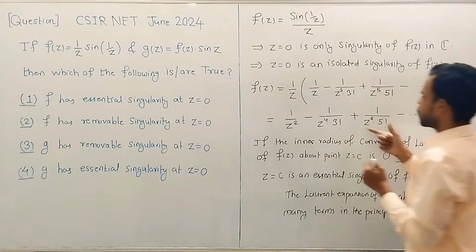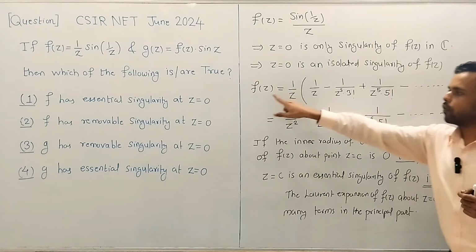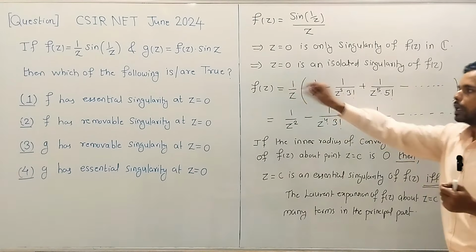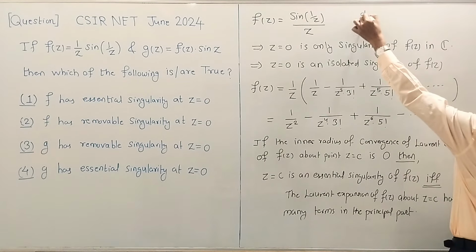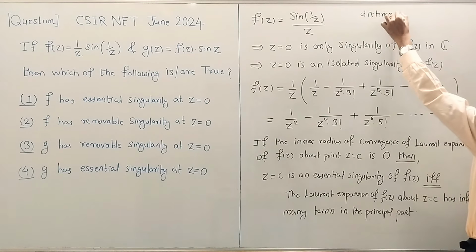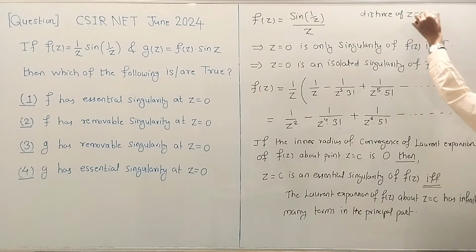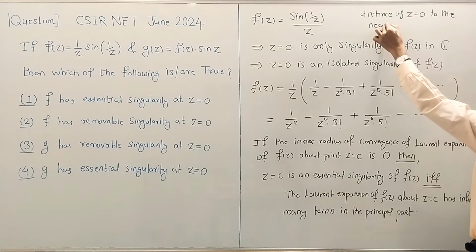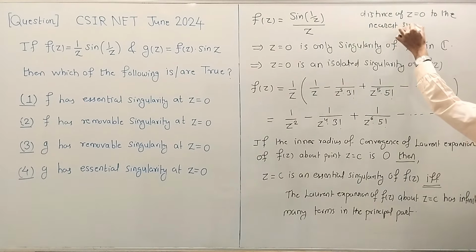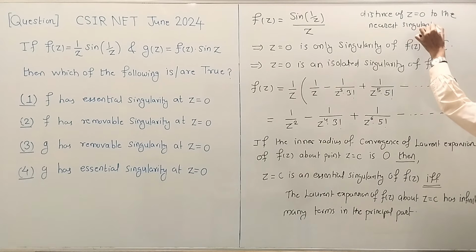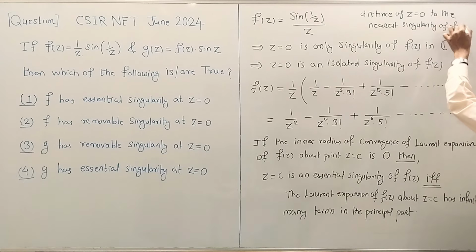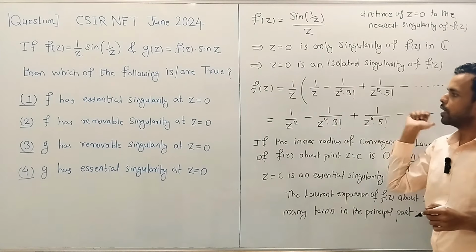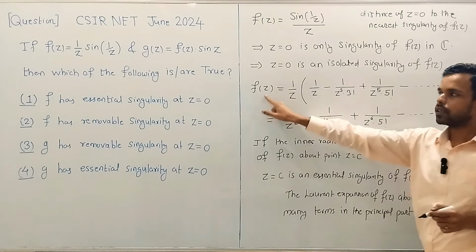Because the inner radius of convergence of the Laurent series expansion of f of z about z equals 0 is nothing but the distance of z equals 0 to the nearest singularity of f of z. Okay, distance of z equals 0 to the nearest singularity of f of z.